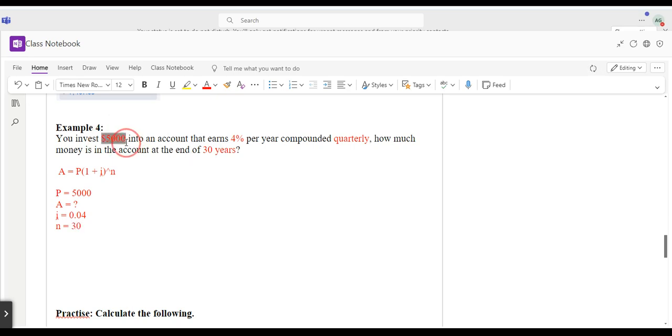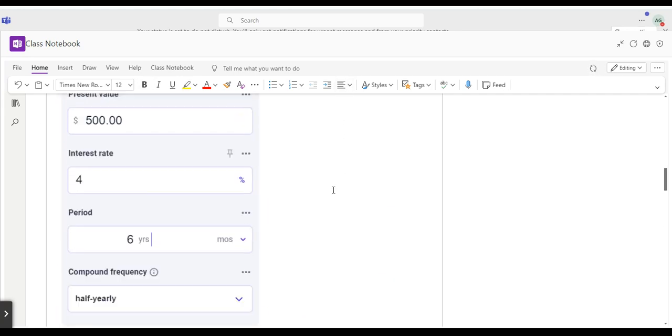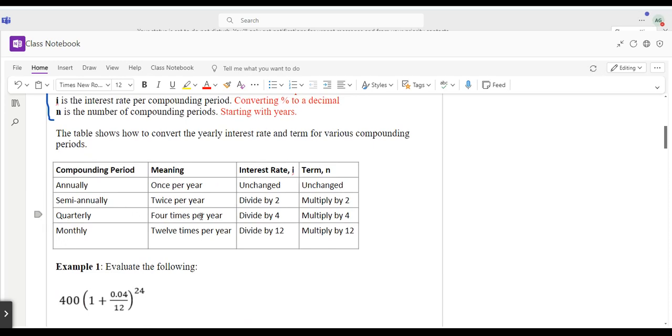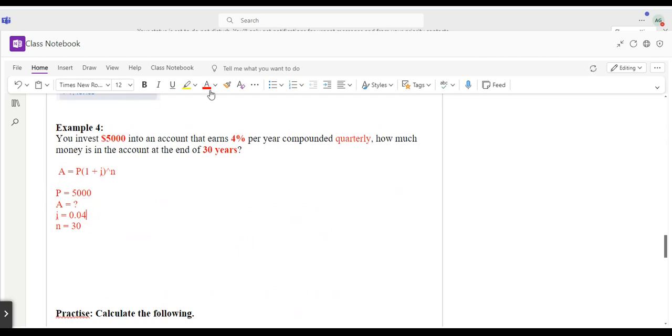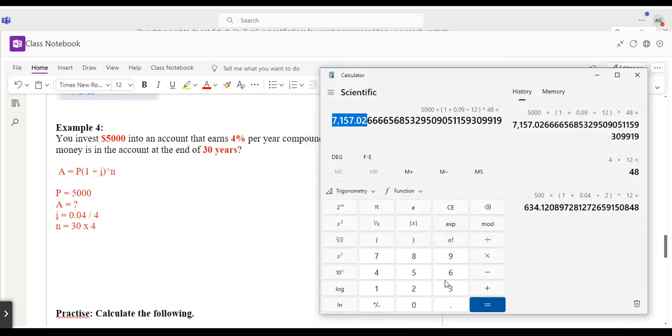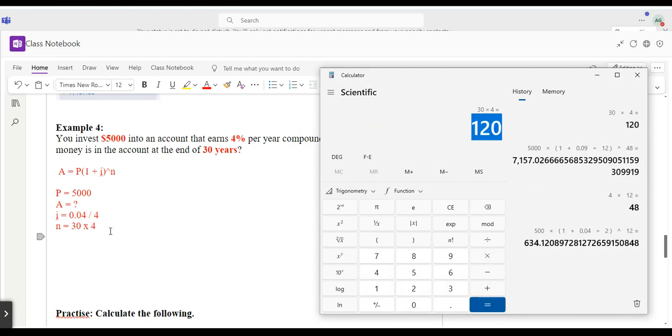Now we've used the 5,000, we've used the 4%, and we've used the 30 years. We must now use the quarterly. So how much was quarterly? Well, when we scroll back up, quarterly is 4 times a year. So our i value gets divided by 4, and our n value is multiplied by 4. And so we take our i value and divide it by 4, and we take our n value and multiply it by 4. It's worth noting that 30 times 4 is going to be equal to this 120 number.